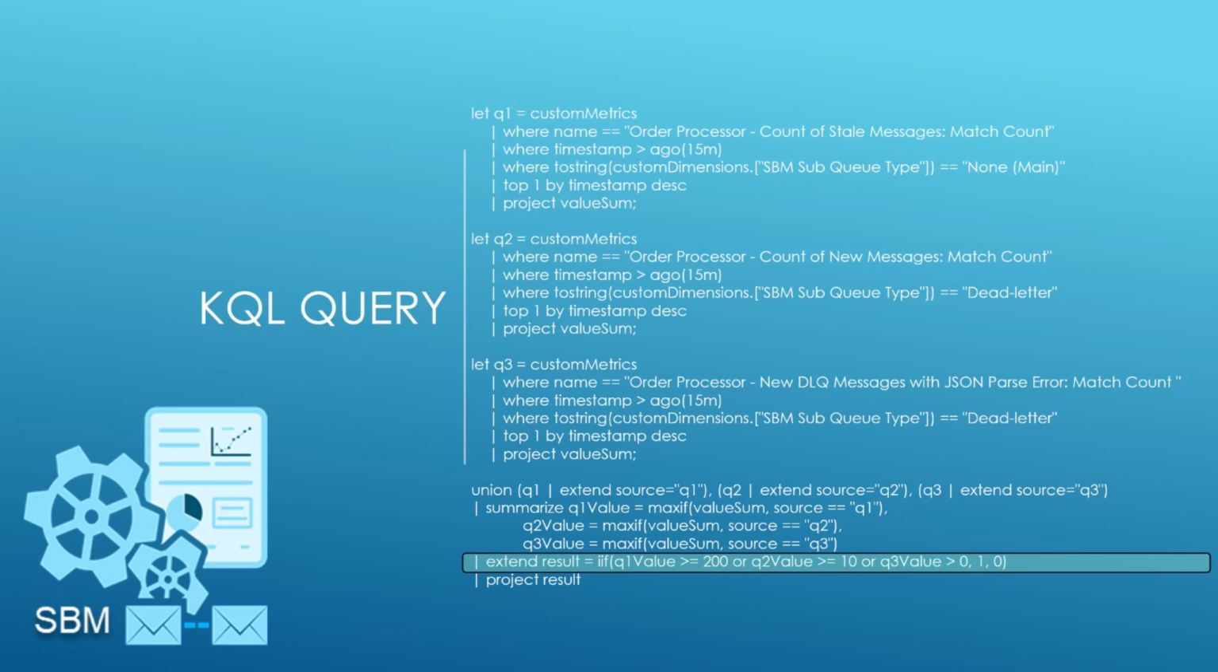Here is a query which captures the most recent result from each of our three reports. The first result is captured for the main queue and the second and third reports from the dead letter queue. It then runs our red alert rule logic, checking that the count of stale messages on the main queue is greater than or equal to 200, or the count of messages on the dead letter queue is greater than or equal to 10, or that we have at least one message on the dead letter queue with our defined exception. The report will output a simple number 1 if the rule is a match or 0 if not a match.